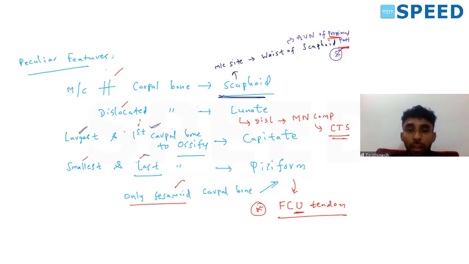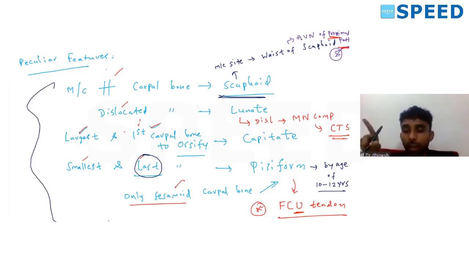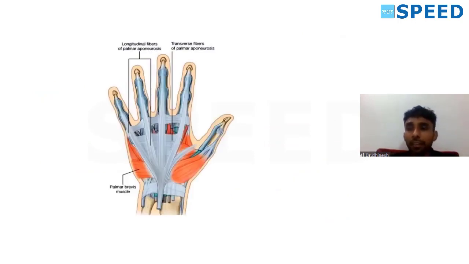And I told you the last carpal bone to ossify is pisiform. A possible question is, at what age does the pisiform get ossified? Any idea? Yes, by the age of 10 to 12 years. That time only pisiform will be formed. Is it fine? So take care of the peculiar features of the various carpal bones. Okay. Fine. Now, let's move to the next topic.